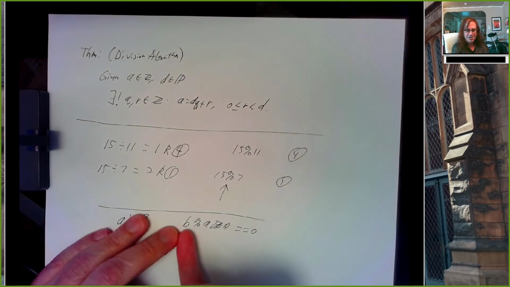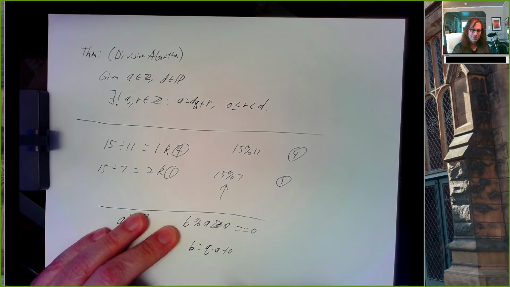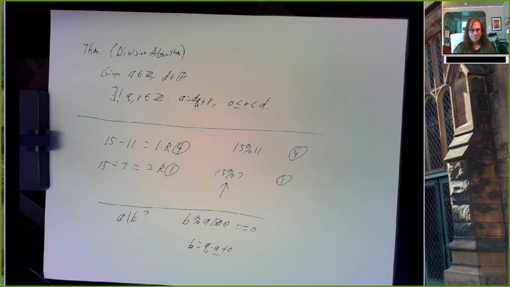If B percent A, if B modulo A is 0, that means that B is equal to some quotient times A plus 0. In other words, B is an integer multiple of A. That's our definition of A divides B. So you've seen this before, you've used it in programming when you use modulus. But we're going to use this critically for the next week probably, to do a number of things relating to typically large integers.